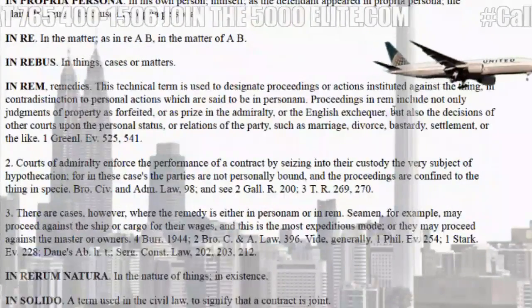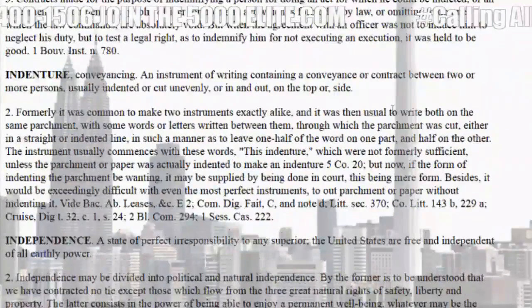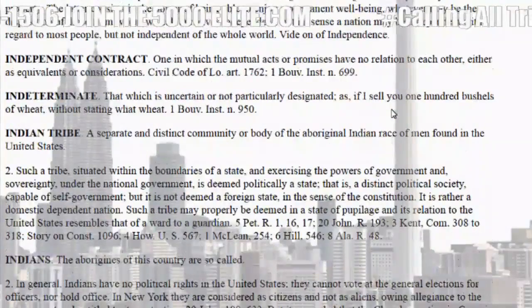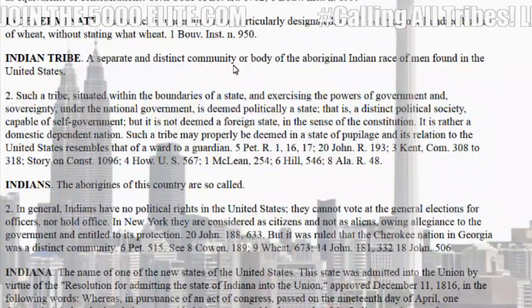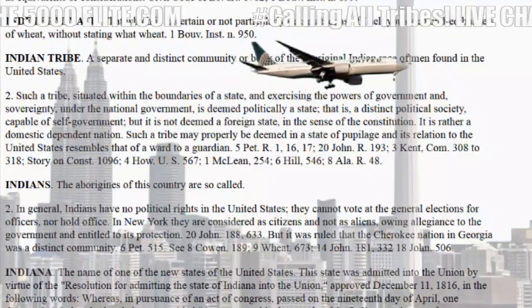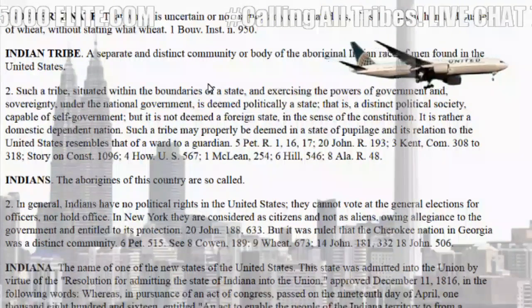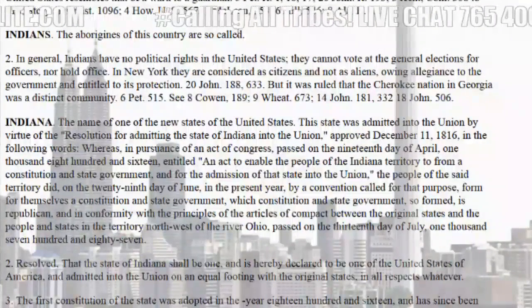Right? Yes. So right, which brings us to the term Indian. I'm coming back to it. In the states, Indian tribe: a separate and distinct community or body of the Aboriginal Indian race of men and women found in the United States. Indian means the Aborigines of this country, so-called.